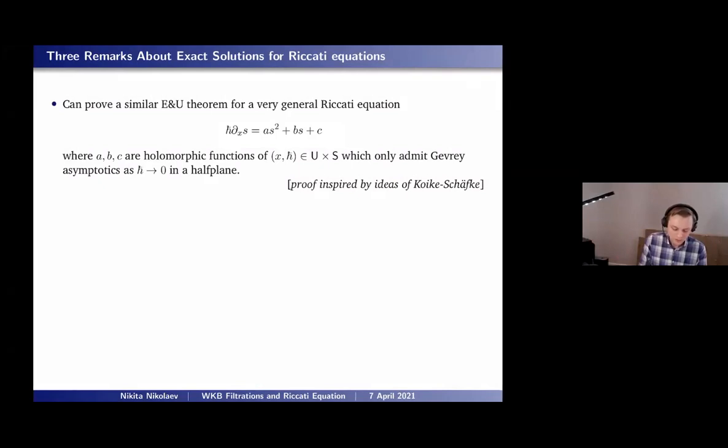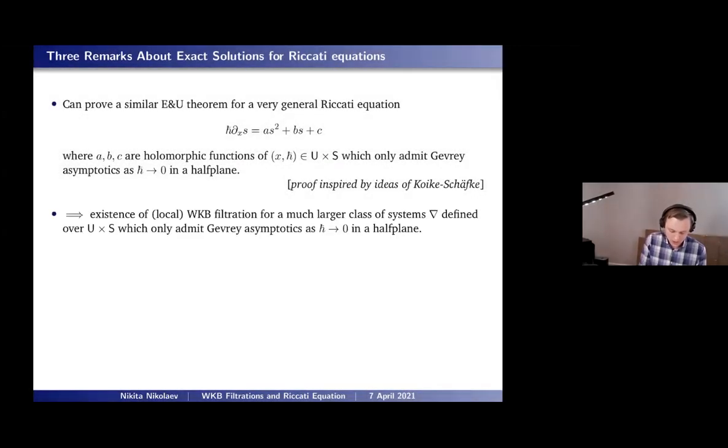And I should say, of course, this very technical result of being able to get exact existence and uniqueness of solutions for the Riccati equation is at the heart of the construction. That's the technical heart of the construction. The proof is inspired by ideas of Koike-Schäfke about Borel summability of WKB solutions.